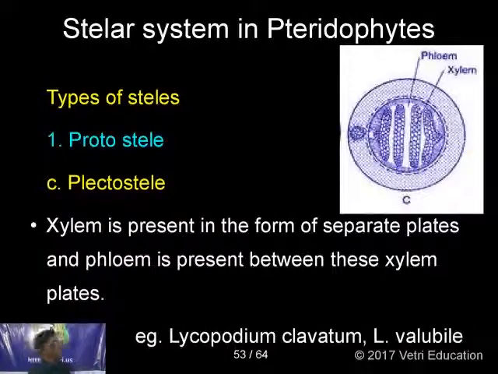Next, plectostele. Plectos means plates. So here the xylem is present in the form of separate plates, and the phloem is present between these xylem plates. So here it is xylem, and in between you can find the phloem. That is called a plectostele, where xylem is in the form of plates and phloem is present in between.